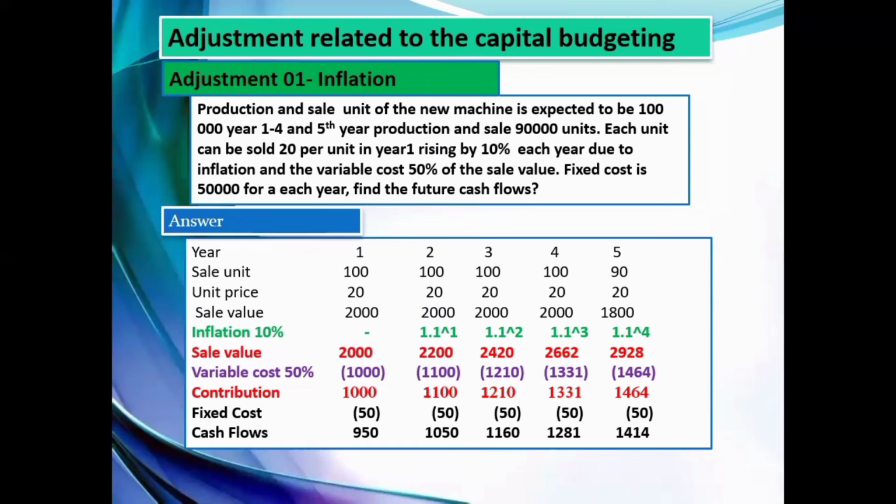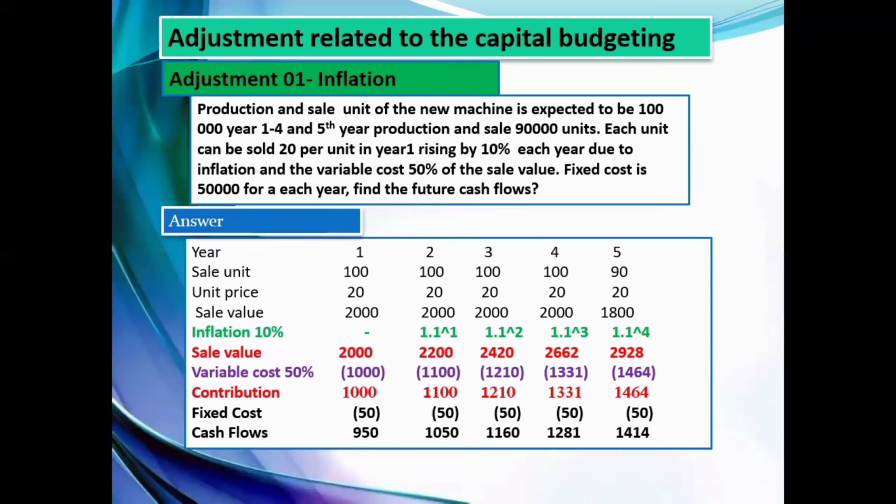After that, according to this question, they mention variable cost is 50% of the sales value. That means half of the sales value. Therefore, the variable cost for the first year is 1,000, the second year is 1,100. Likewise, 50% of the sales value we have to put as the variable cost. After that, sales value minus variable cost gives us the contribution. The contribution of the first year is 1,000, the second year is 1,100, and the third year is 1,210. Likewise, we have to calculate contribution for all 5 years.